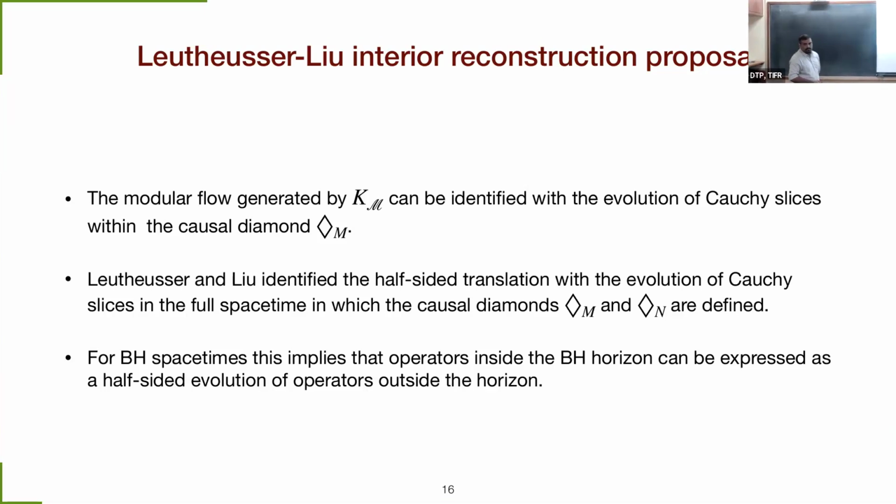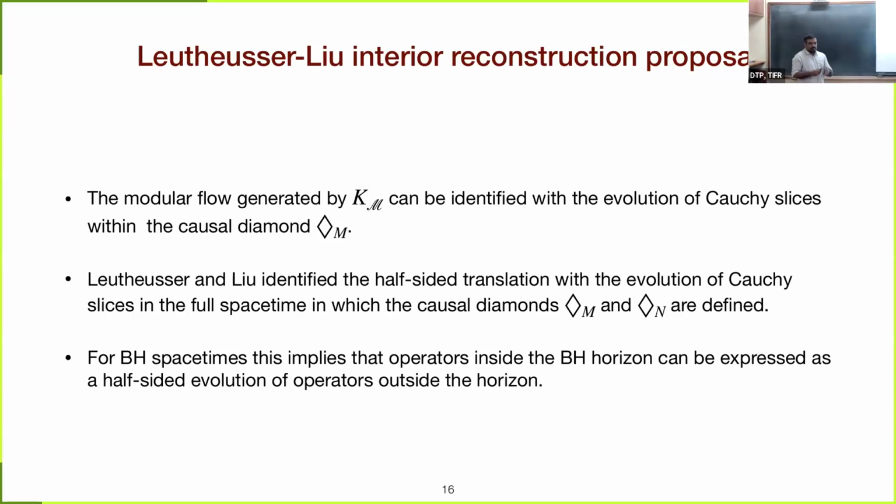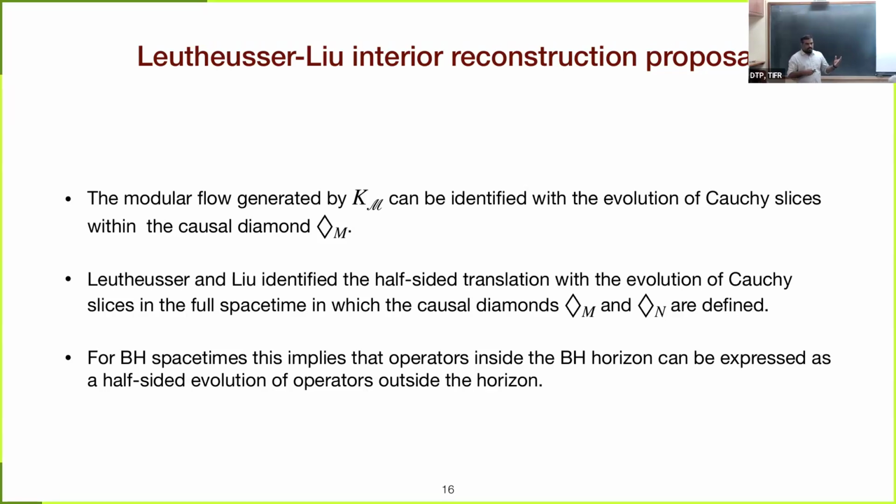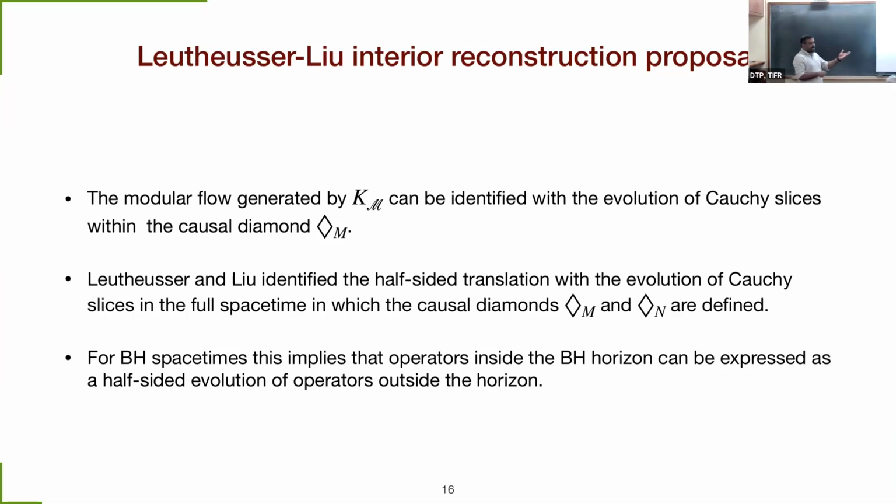You are saying that the fact that you know what the commutant is has some information about the whole algebra. Yeah, if the algebra is bigger than the commutant. Because half-circle translation has two properties. It can shrink the algebra for s less than 0. It can extend the algebra for s greater than 0. So what we will see is that Leutheusser and Liu use the fact that for s greater than 0, it extends the algebra. And that extension, they are thinking of as Cauchy evolution within the full space. So I will give an example to make it clear.